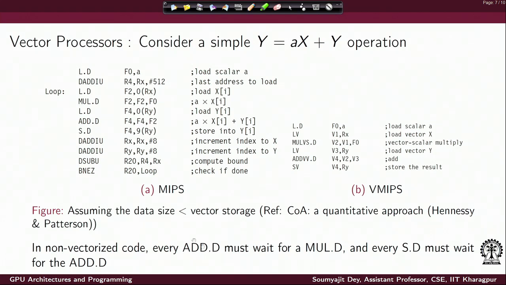So, in the non-vectorized code, you see there is this addition operation which is essentially implementing the addition of AXI along with YI. This addition operation is going to take one of the operands from the register F4 and store back the result to F4. So, it has got an input dependency with the multiply operation. Why? Because the other operand of this addition operation is in F2, and F2 is going to be updated by the multiply operation previous to doing the addition.